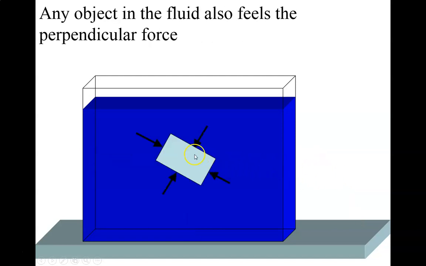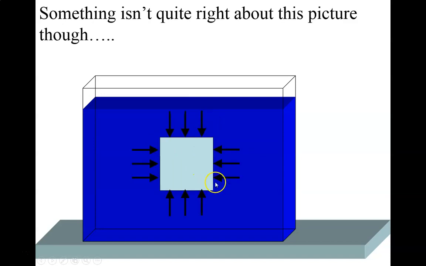And so any object put in that fluid also has a force exerted on it due to the pressure of the fluid. For example, this rectangular object at an angle, the fluid still pushes perpendicularly to the surface on all sides. So here we've got an object that's upright, and the fluid is pushing on it perpendicularly. But there's something that's incorrect about this picture. So what about the pressure is incorrect?